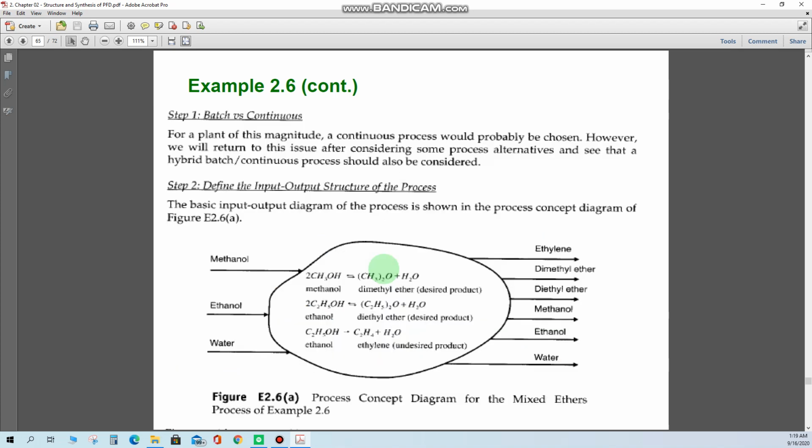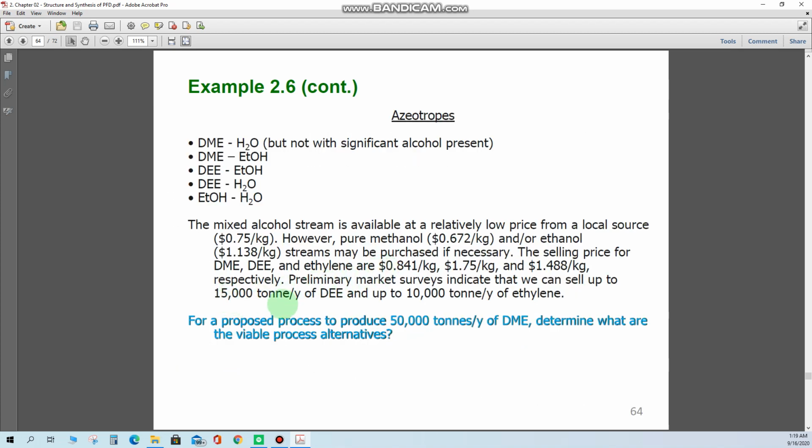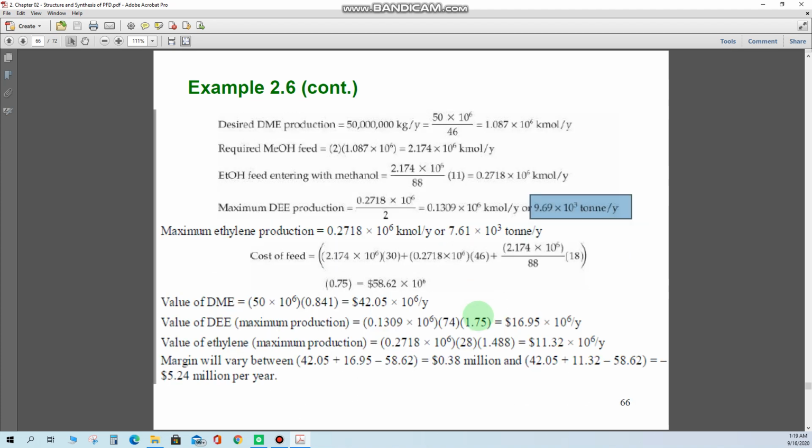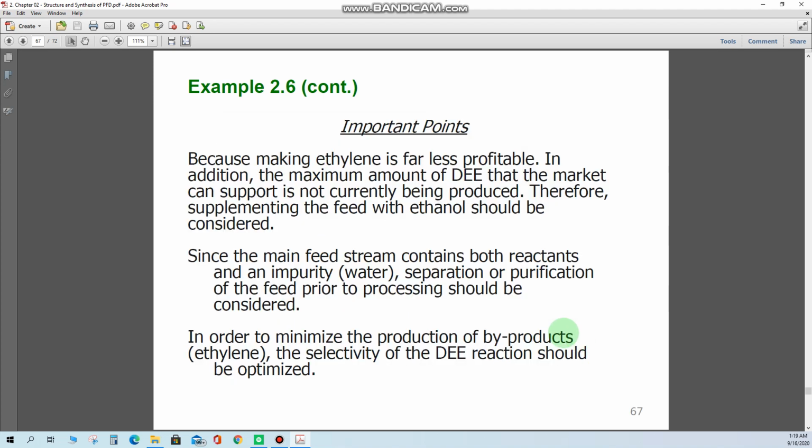However, if you look at the process requirement, we are provided with a diethyl ether requirement of 15,000 tons per year. So from this analysis, we see that we are not reaching the production level of diethyl ether, and we are also producing the undesirable ethylene from the process.